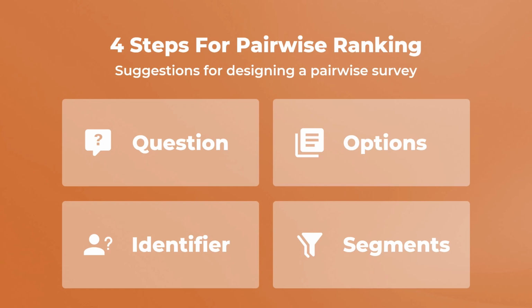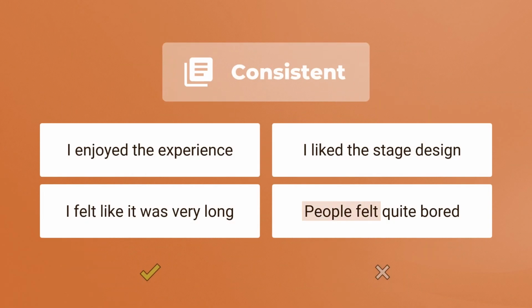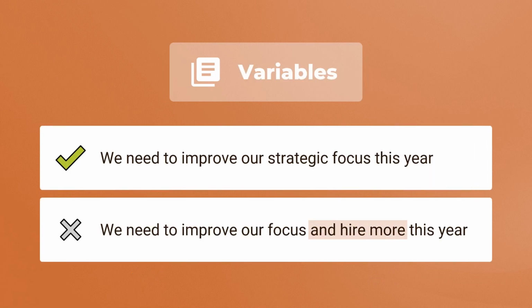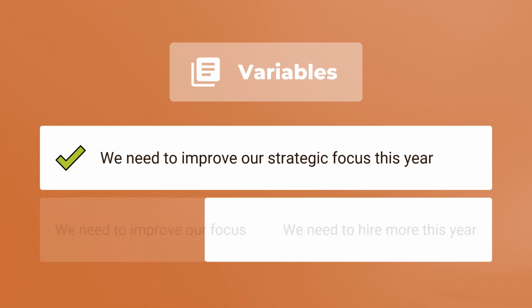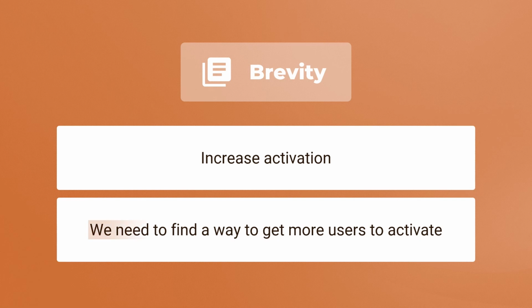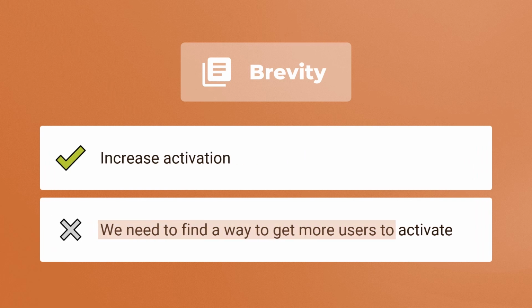Once you've got the question done, you should write your list of ranking options. The most important thing to remember is to keep your options consistent. Make sure they're written from the same point of view, like don't switch between first person and third person. Try to include only 1 variable per option. If your statement has many different points baked in together, try splitting each out into separate options. And keep things concise. Short and to the point is better.